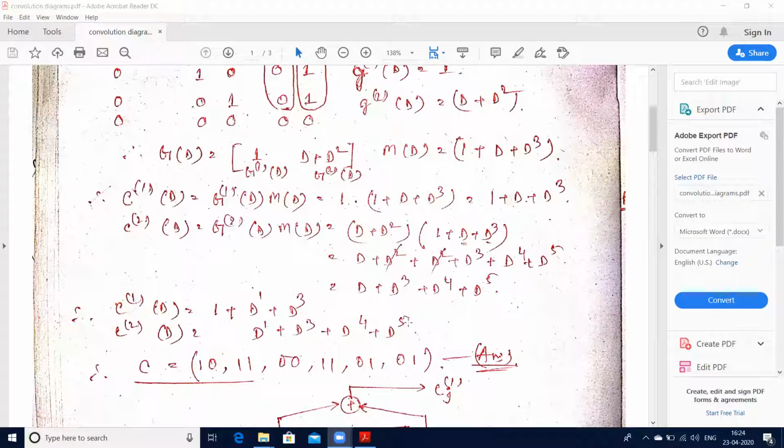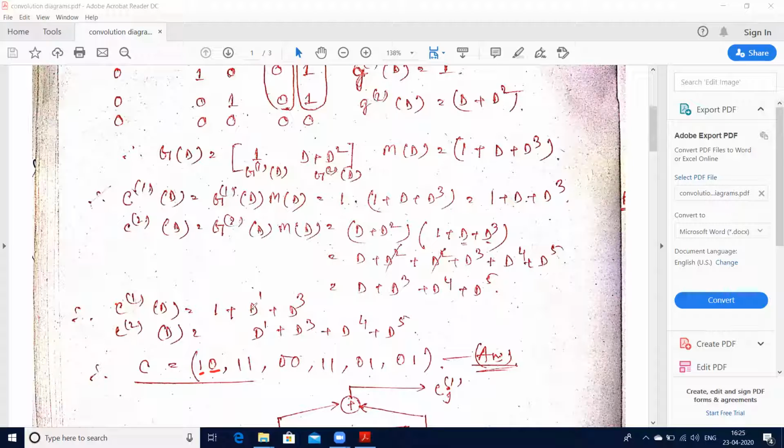So by multiplying this, we will get d plus d3 plus d to the power 4 plus d to the power 5. Okay. Now I've just written this C1(D) and C2(D) in this form. The coefficient of d to the power 0 for C1(D) equals 1, so that's why this is 1. Let me sketch it. This is 1. Now the coefficient of d to the power 0 is 0 for C2(D), so that's why this is 0. So this is 1, 0.